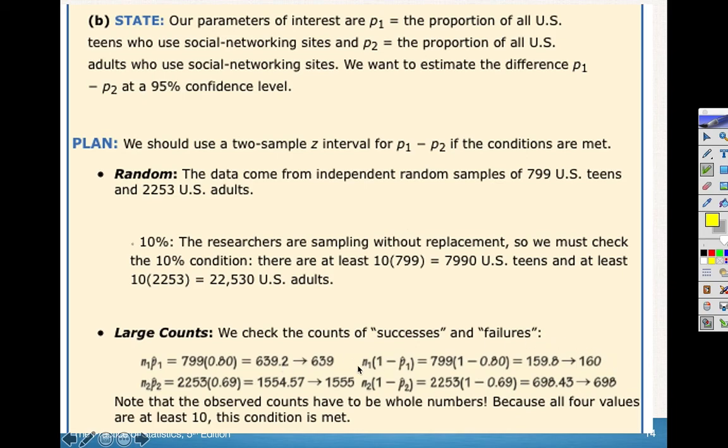And you show me n1(1 minus p-hat 1). Show me that that is 160. n2 p-hat 2. Tell me that. And n2(1 minus p-hat 2). Tell me that. Note the observed counts have to be whole numbers. Because all 4 are at least 10, the condition is met. If something doesn't make sense to be a decimal, you don't make it a decimal. Right? If something relates to whole people.